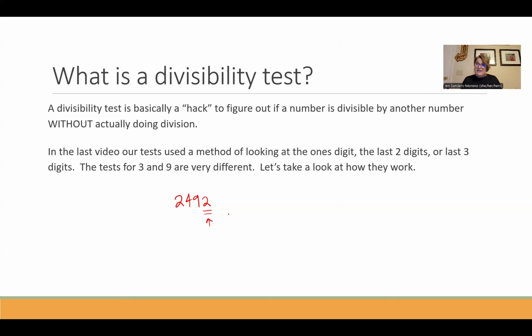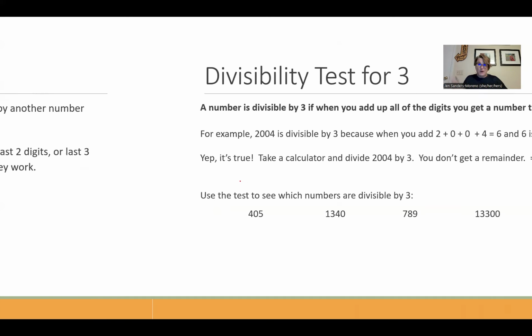Okay, we're going to do the divisibility test for 3 and 9. They are very different than the tests in the other video. That's why I separated the two videos, because this one for 3 and 9 is very different. So let me show you what's so different.